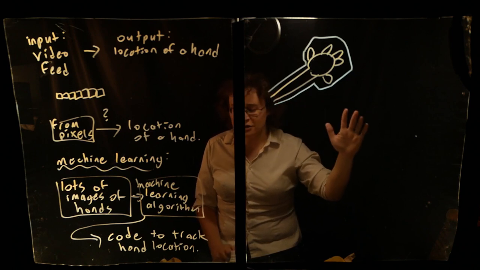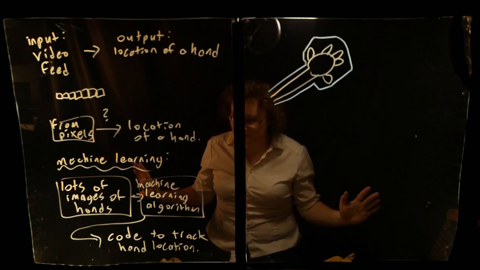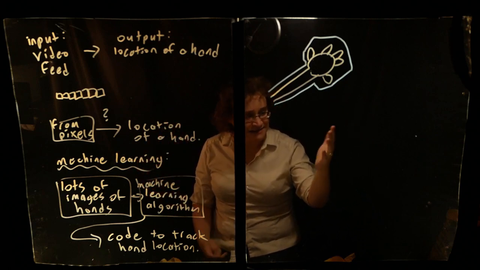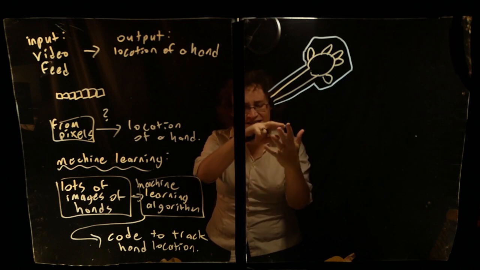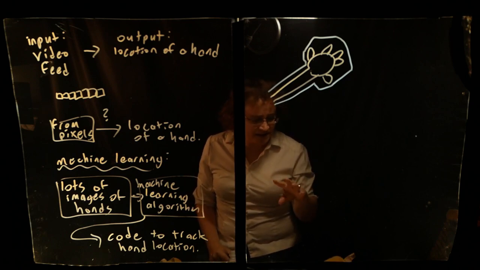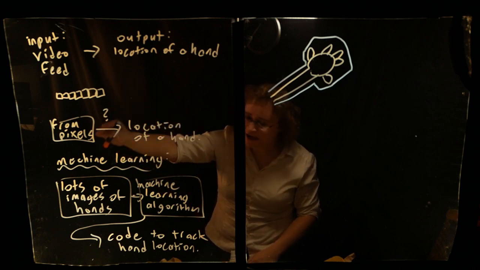All it knows of the universe is this set of pixels. That's all it knows. It has no conception of what a hand is. It doesn't know that a hand has bones, or flesh, or blood and muscle and sinew and all the other things that go into a hand. All it knows about a hand is the video feed.